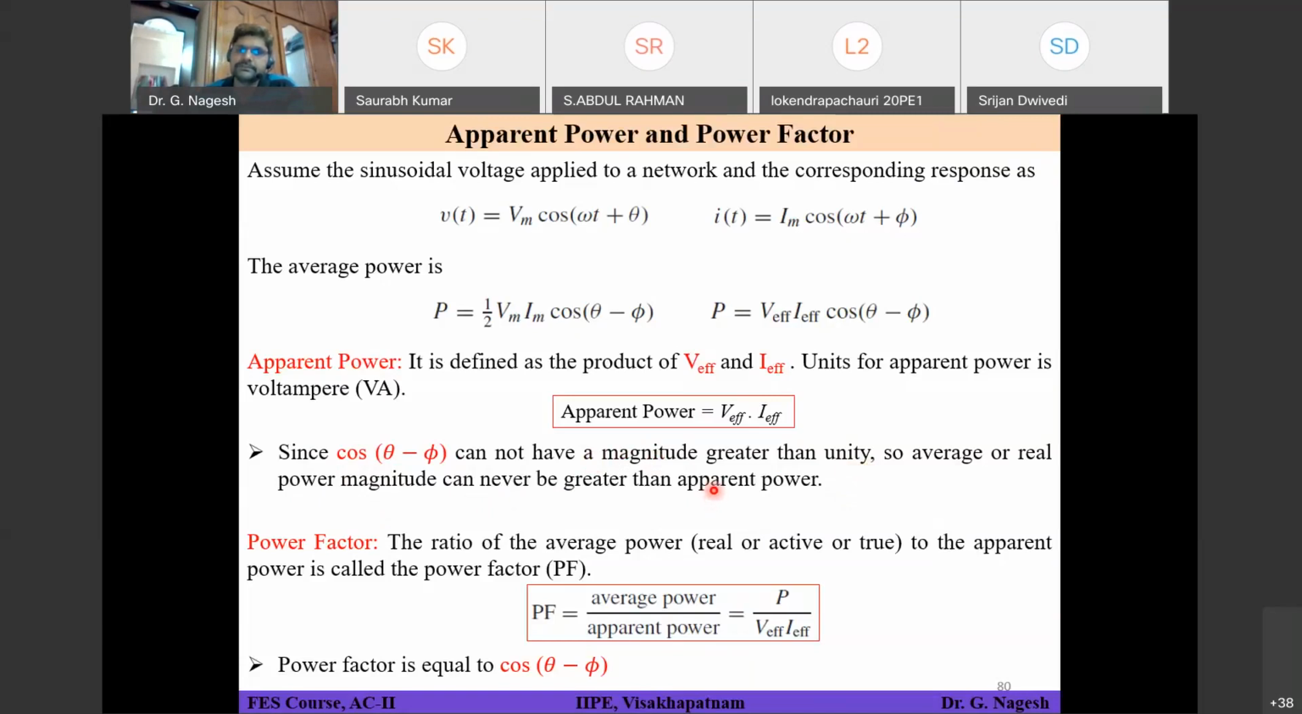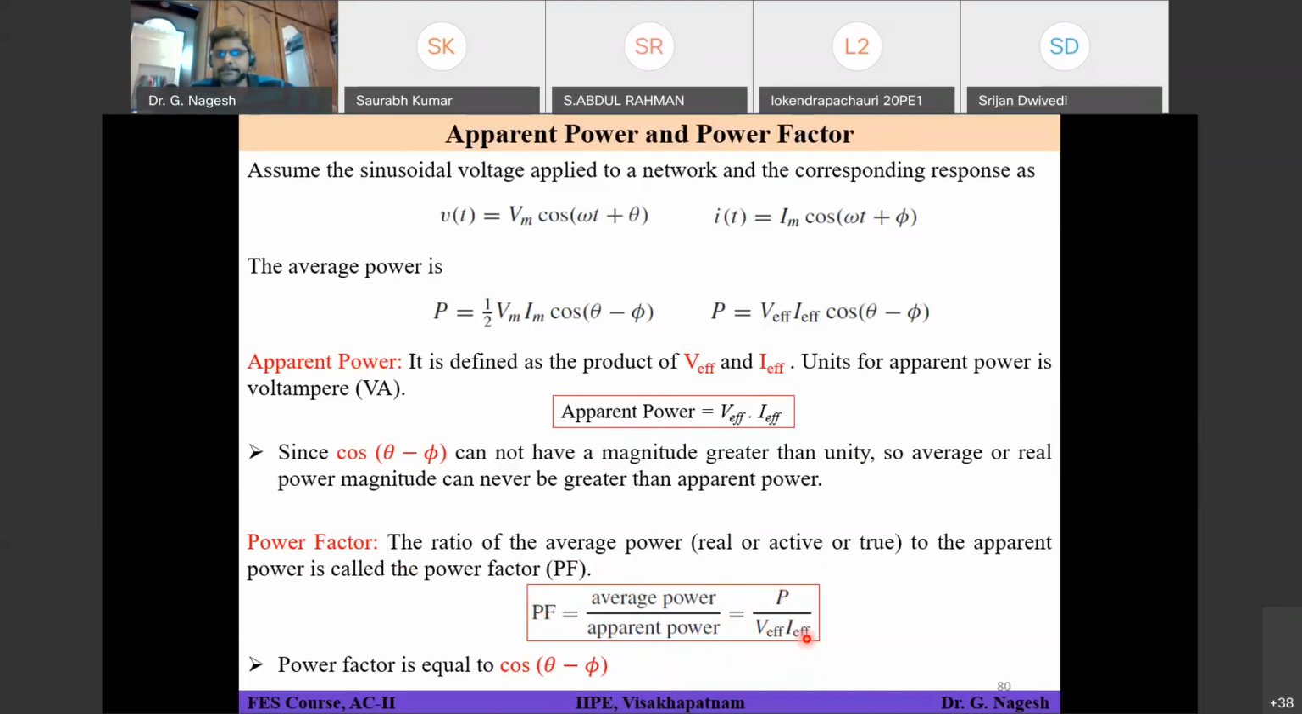So from these two terms, average power and apparent power, we can determine the power factor also, of a circuit or an element. So what is that? Power factor is the ratio of average power to apparent power. It is defined as average power P divided by V effective into I effective. So power factor is equal to cos of theta minus phi.